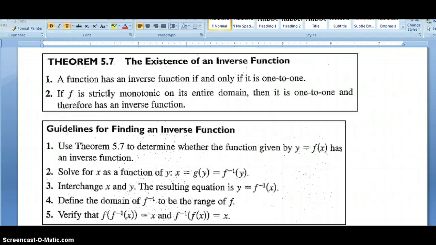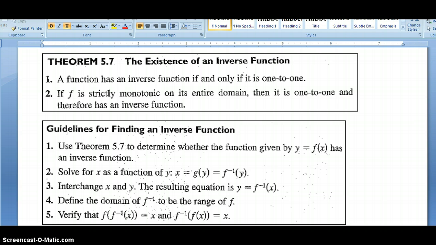The existence of an inverse function tells us that not every function has an inverse function. A function has an inverse function if and only if it is 1 to 1, and if f is strictly monotonic on its entire domain, then it's 1 to 1 and therefore has an inverse function. One of the easiest tests that we can use to determine whether a function has an inverse is the horizontal line test. It is similar to the vertical line test that tells us whether something is a function or not, except instead of using a vertical line, we use a horizontal line.